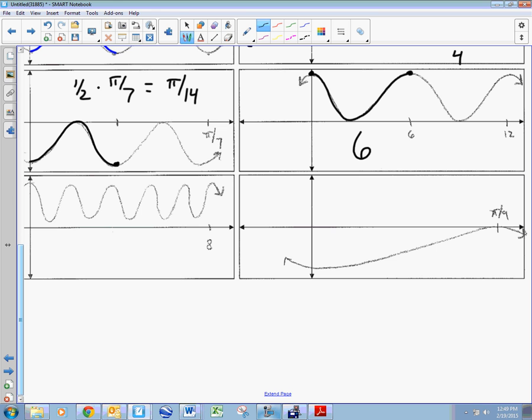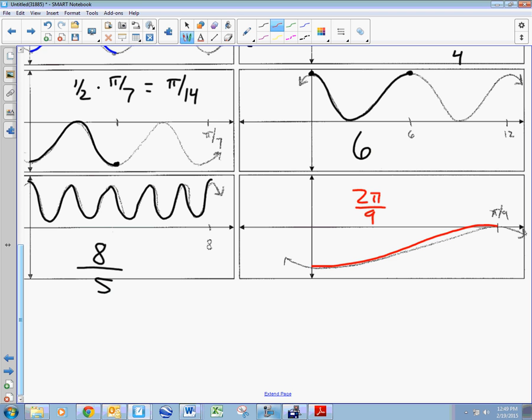Look at this one, okay? There's no tick marks here. It's kind of tough to figure them out. So within the interval 8, there is 1, 2, 3, 4, 5. Look at this one. Is there a full cycle? How much of the cycle is there? So you would need twice that amount, right? So twice of pi over 9 is 2 pi over 9. Double that.